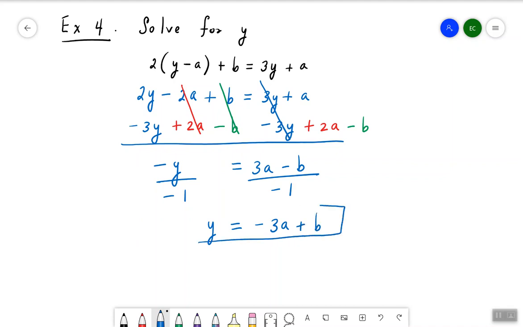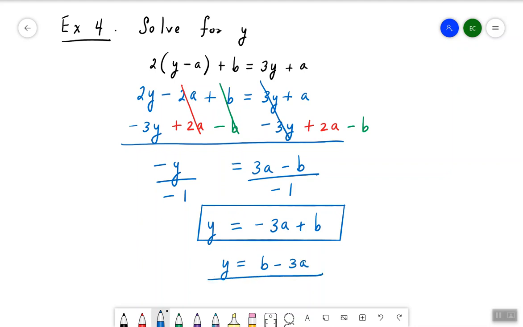So you could write your answer negative 3a plus b. Or if you prefer, you could write b minus 3a, and of course that would be the same thing. Okay, that's all for section 1.1.